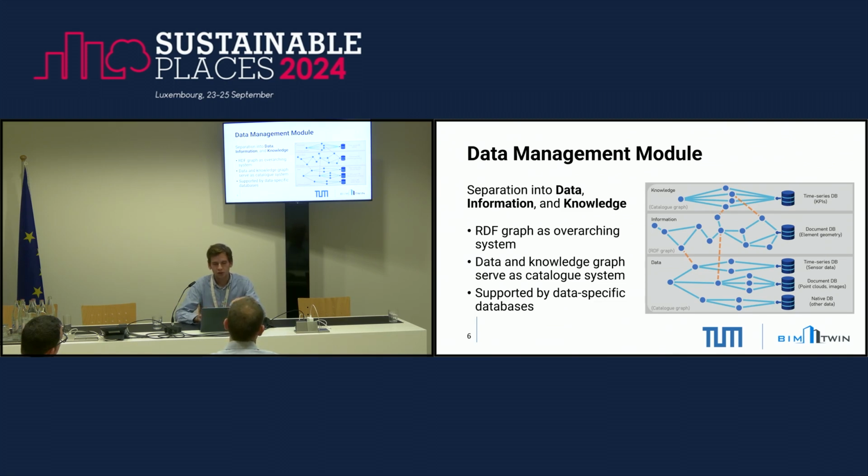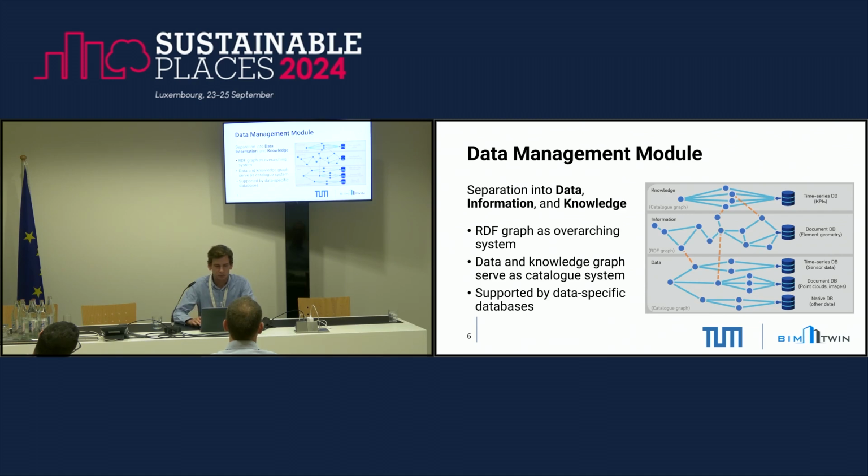As an overarching system, we have an RDF graph to organize all of this information. That also allows us to connect things across the different layers. For the data and the knowledge part, these graphs act more as a catalog. For example, for the data part, we say, okay, there's a certain sensor. It has collected certain information on a certain date, and then the actual information will be stored in dedicated databases, like a time series database or something else, because these can be very quickly changing things or very large files that we do not want to directly integrate into the graph itself.